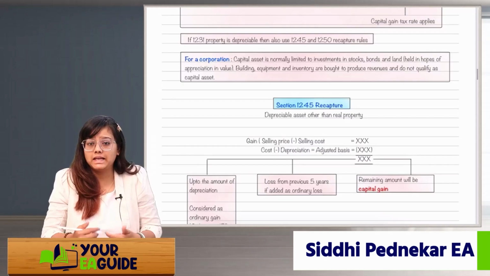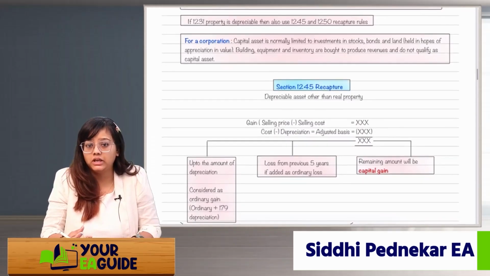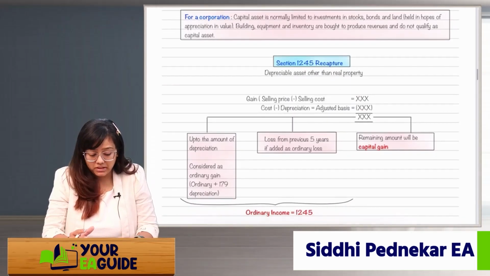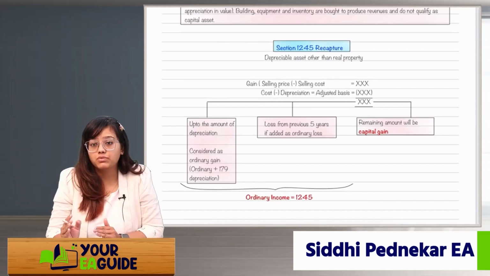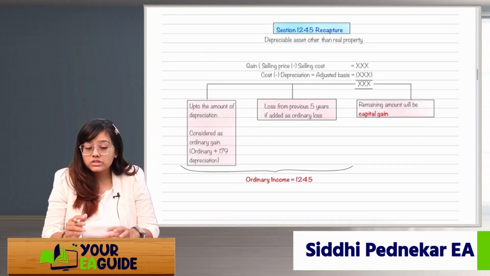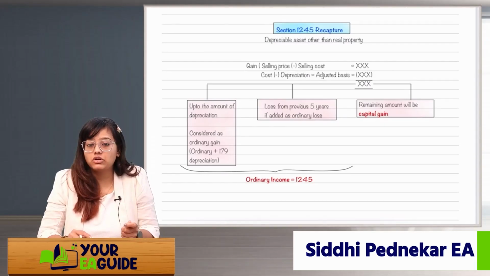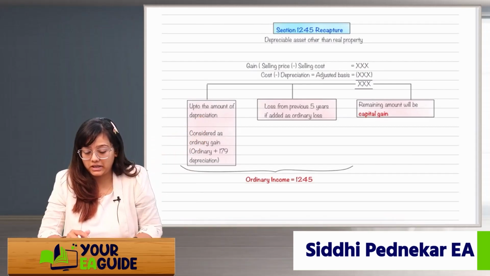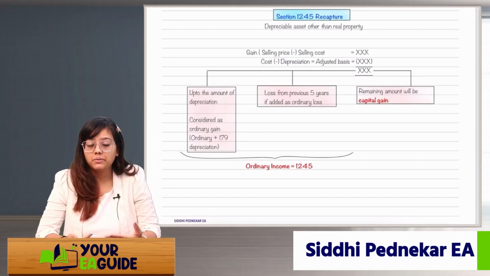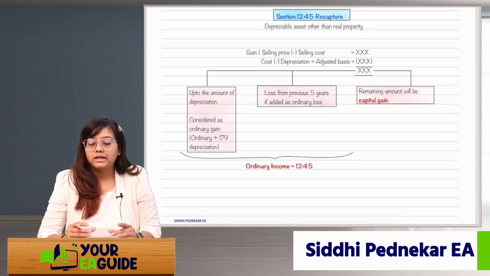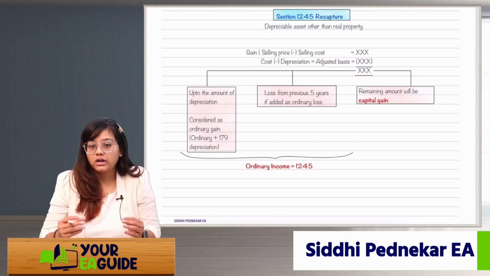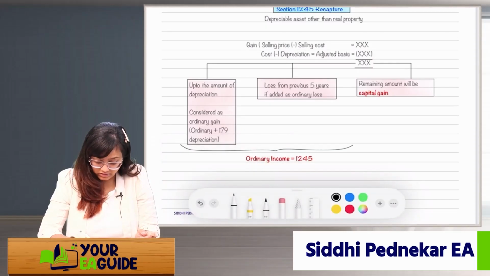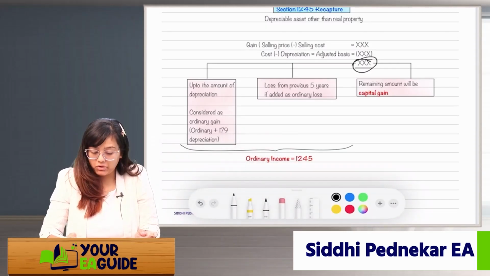Now what will happen when you're selling 1245 property? You will have to calculate the gain first. How will you calculate the gain? It's simple: selling price minus selling cost. This is what you have recovered. You will reduce the adjusted basis of that property. The cost minus the depreciation which you have claimed on that property will be your adjusted basis. So whatever income you have earned by selling that property, minus the adjusted basis of the property, you will get the amount of gain.